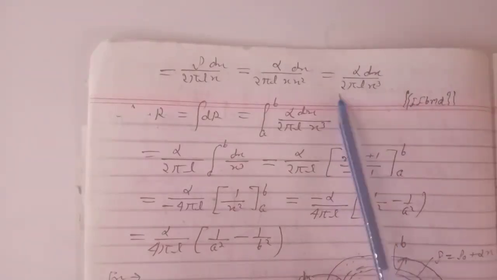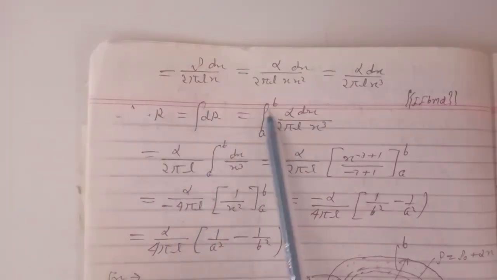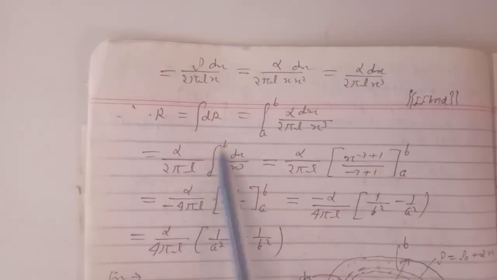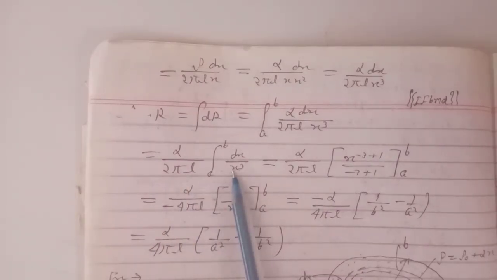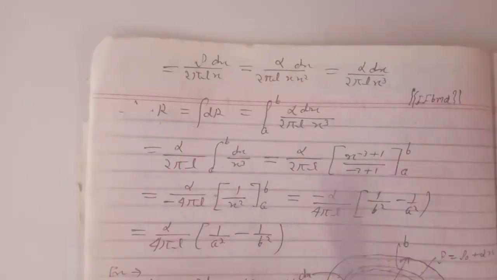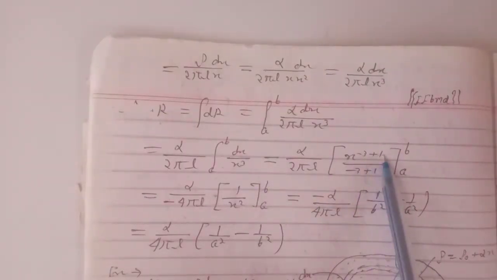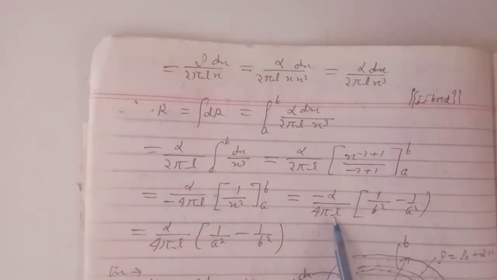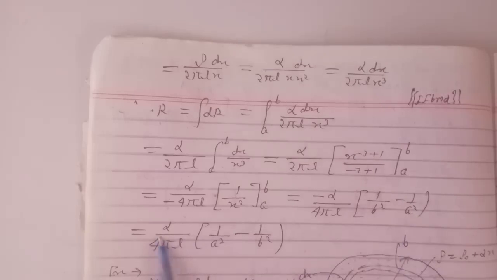Now all these values are constant, hence R is integration of dR from a to b, alpha dx by 2 pi l into x cube, alpha by 2 pi l integration from a to b of dx by x cube, equals alpha by 2 pi l integration of x to the power minus 3 plus 1, divided by minus 3 plus 1, or taking minus alpha by minus 4 pi l, 1 by x square from a to b, so minus alpha by 4 pi l into 1 by b square minus 1 by a square, or alpha by 4 pi l into 1 by a square minus 1 by b square. This is the resistance for that condition.